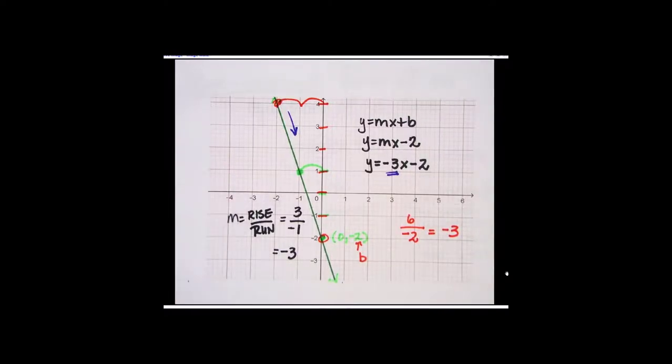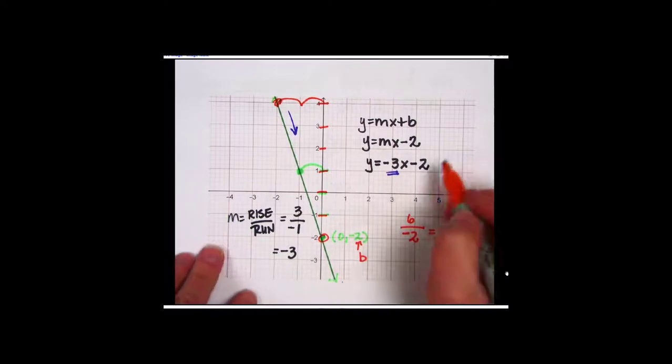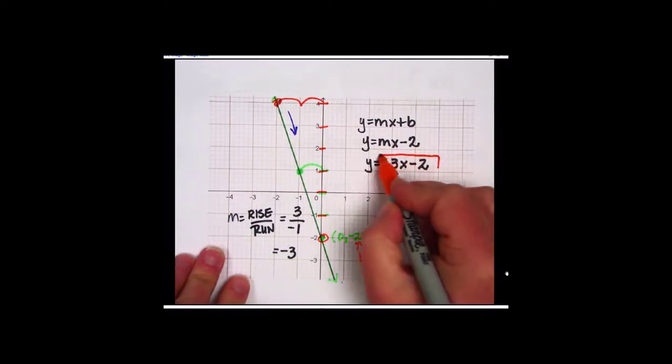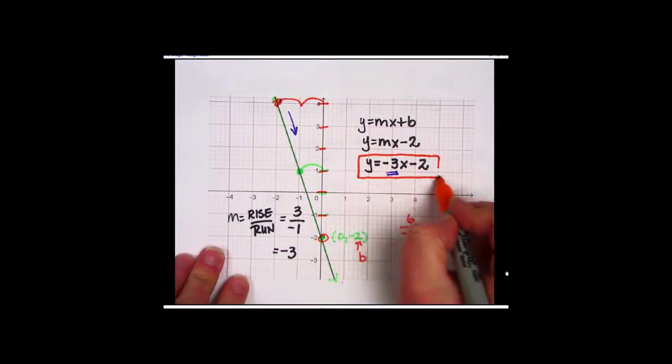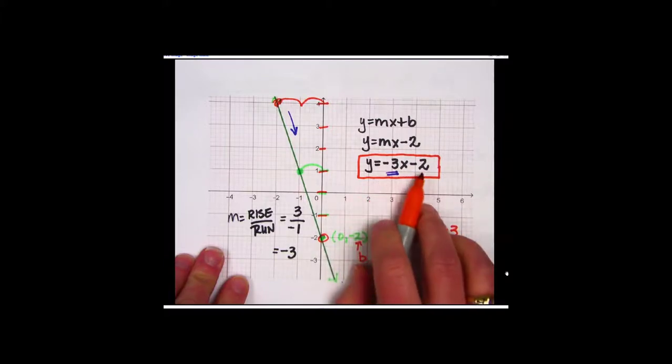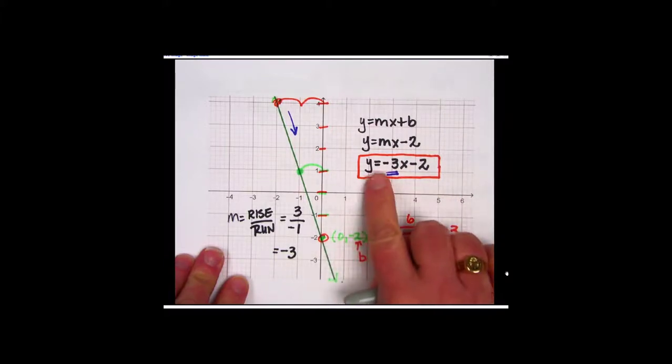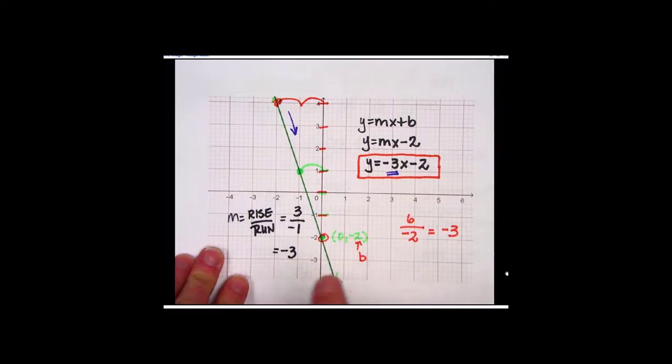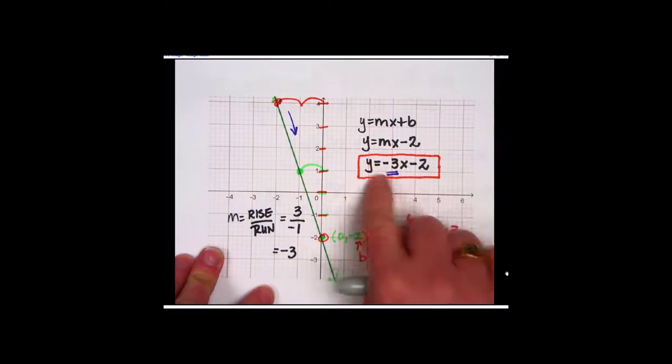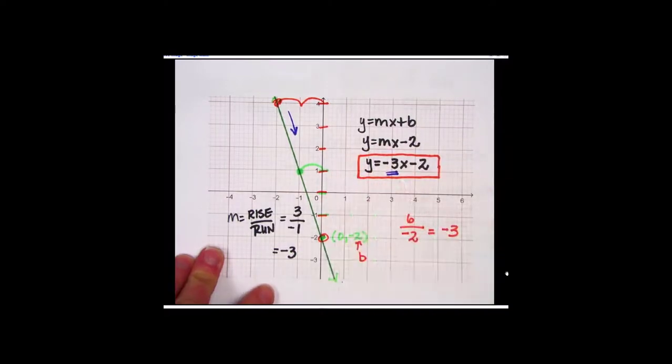So again, it doesn't matter which points we select. And it's important to remember that when you're writing an equation of a line, you have to have it in y equals mx plus b form. And so this is your answer. You wouldn't say slope -3, y-intercept -2. This equation is your answer. We're looking for the equation.